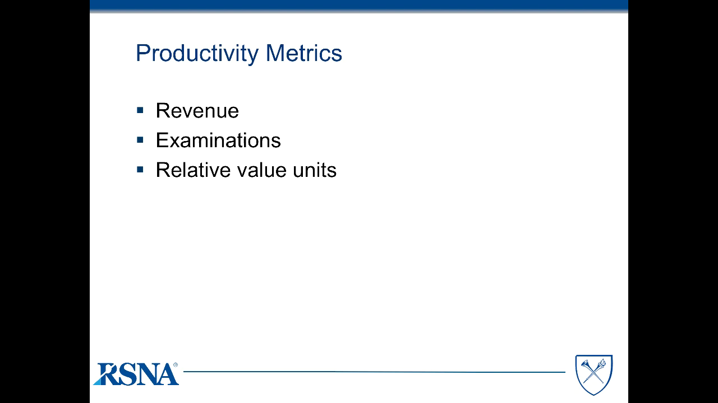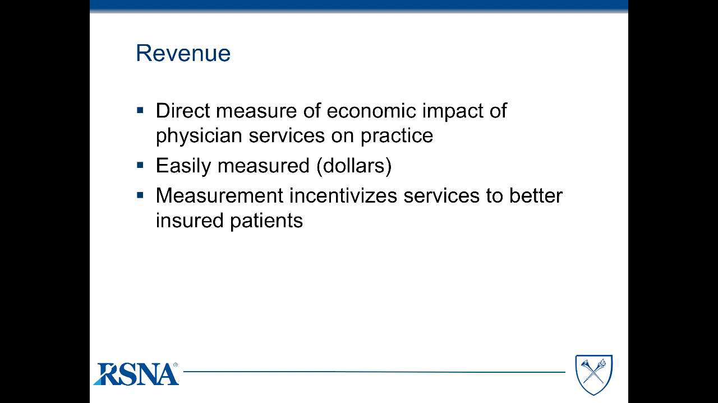Here are 3 common ways that radiology groups have measured physician productivity: revenue, examinations, and relative value units. Not surprisingly, these are all rooted in dollars and CPT codes and RVUs, the building blocks of fee-for-service. Let's talk about them each, one by one. Let's start first with revenue. It's a direct measure of the economic impact of physician services on our practices, and it's easy to measure.